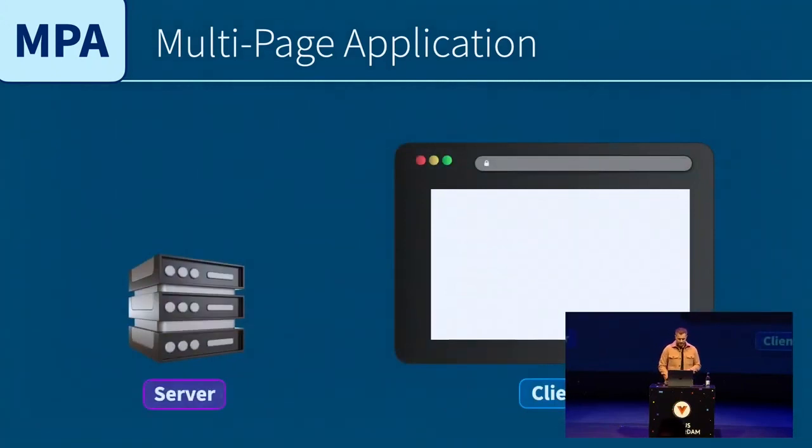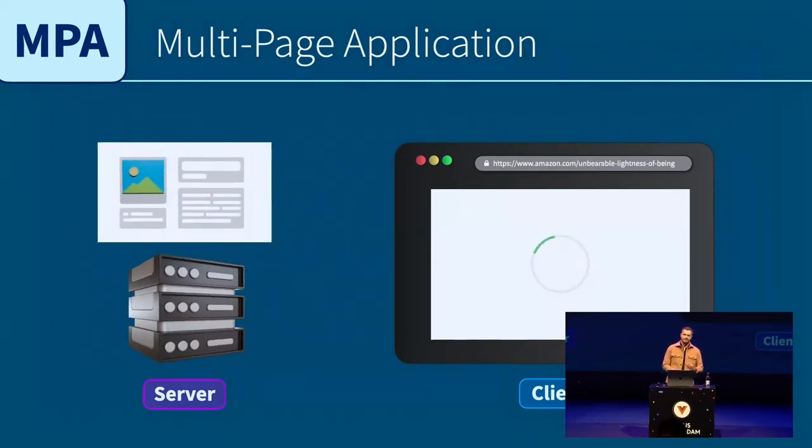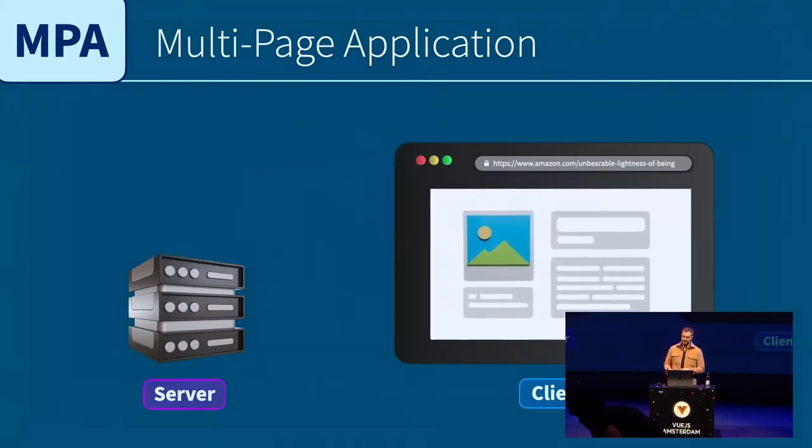Visiting one of those pages means you are requesting that data from the server. It is going to render it on the fly. In the context of early Amazon, that means it's going to cook up that page with the relevant book title, image, description, and so on. And then it's going to send it over to the client.